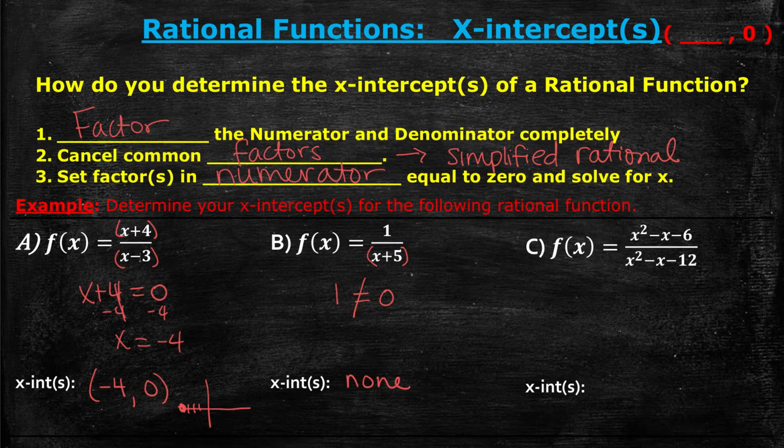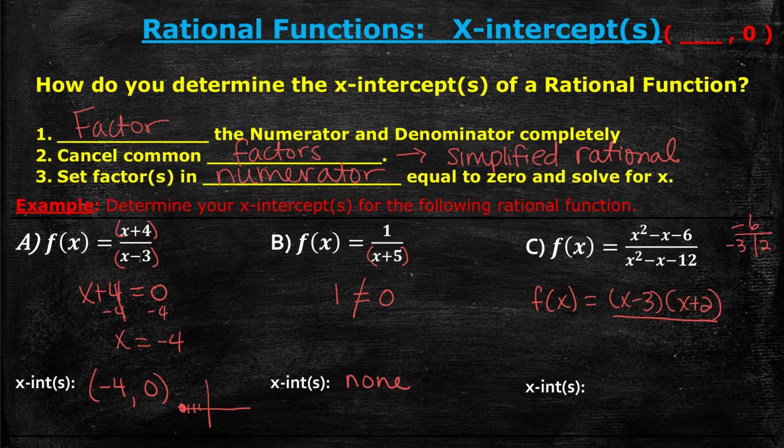Now let's go to the next one: x squared minus x minus 6 over x squared minus x minus 12. The first thing you're going to have to do is factor this. I know I need to factor it because it is a quadratic. For the numerator, you can go through your factoring steps. After you do your AC chart, negative 6, and it has to add up to negative 1, that would be negative 3 and 2. So you're going to have the factors x minus 3 times x plus 2.